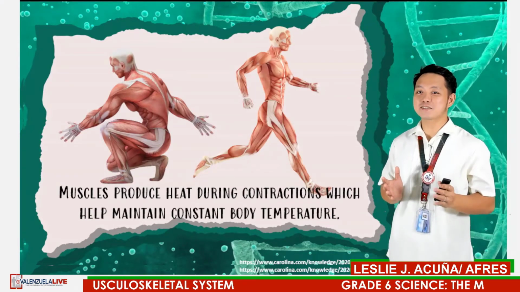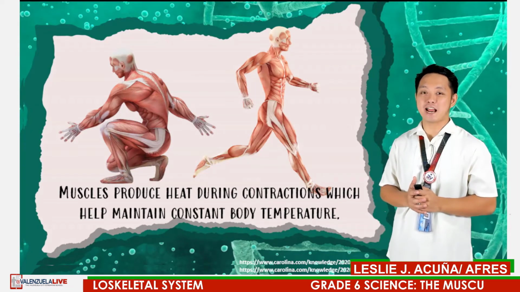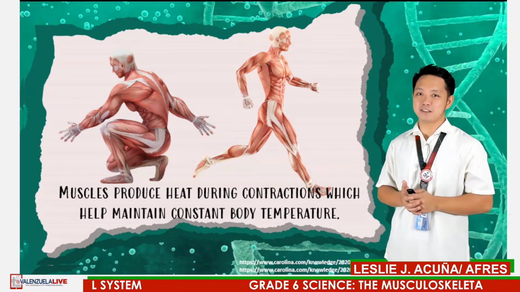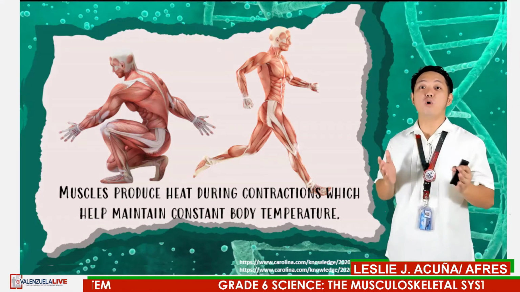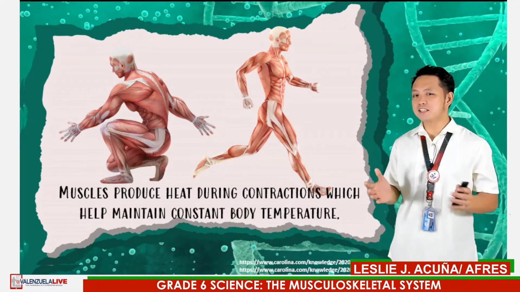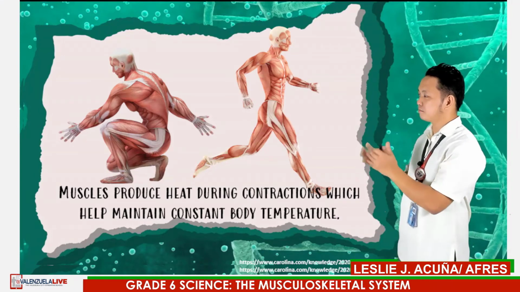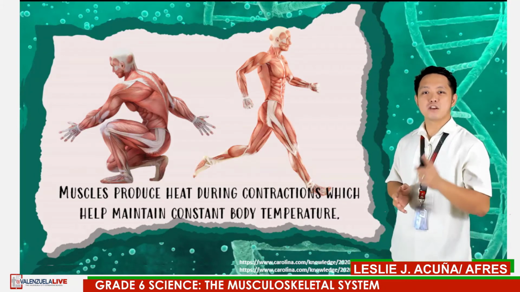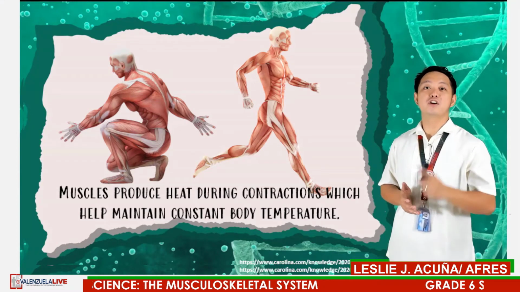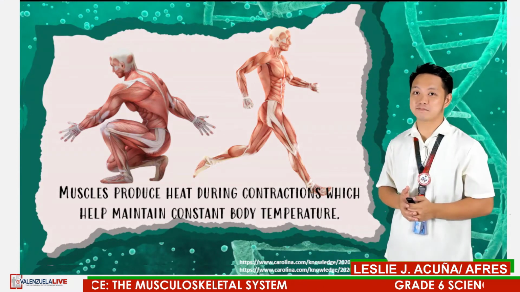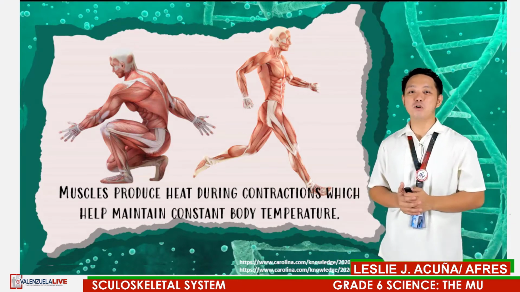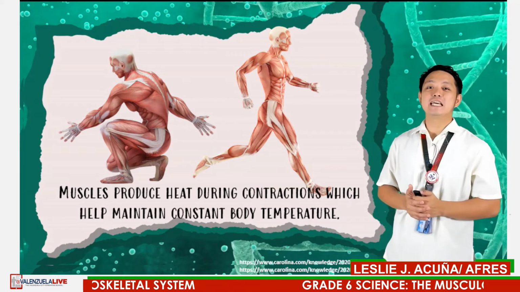Muscles produce heat during contractions, which helps maintain constant body temperature. It also gives form to the body. Just imagine your body without the muscle. You will probably be afraid seeing a person with only a skeleton. Did you know that there are more than 600 muscles in the human body?